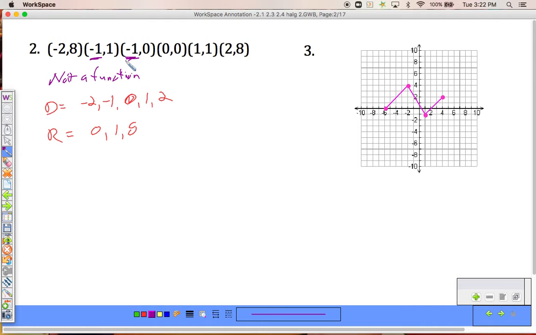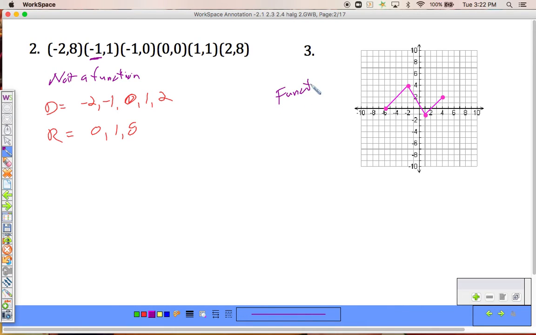All right, number 3. Now we're going to start looking at graphs. We're going to do these a little bit differently, but we're going to use the same ideas. To decide if it's a function, when I draw all these vertical lines, if I ever touch the graph more than once, it's not a function. But each time this yellow line only touches once, so we're going to say that this is a function.